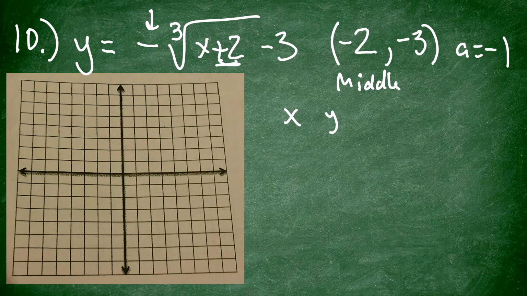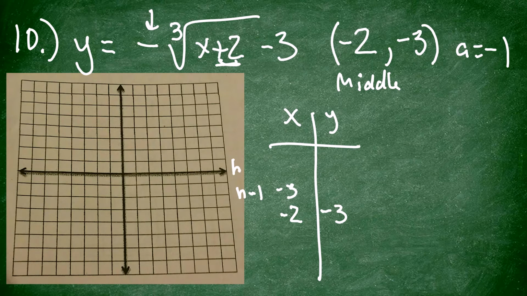So I make my xy chart. I put negative 2, negative 3 in the middle. Remember, I do h minus 1, that's why I have negative 3. I do h minus 8, negative 2 minus 8 is negative 10. I do h plus 1. That's why I get negative 1. H plus 8. That's why I get positive 6.